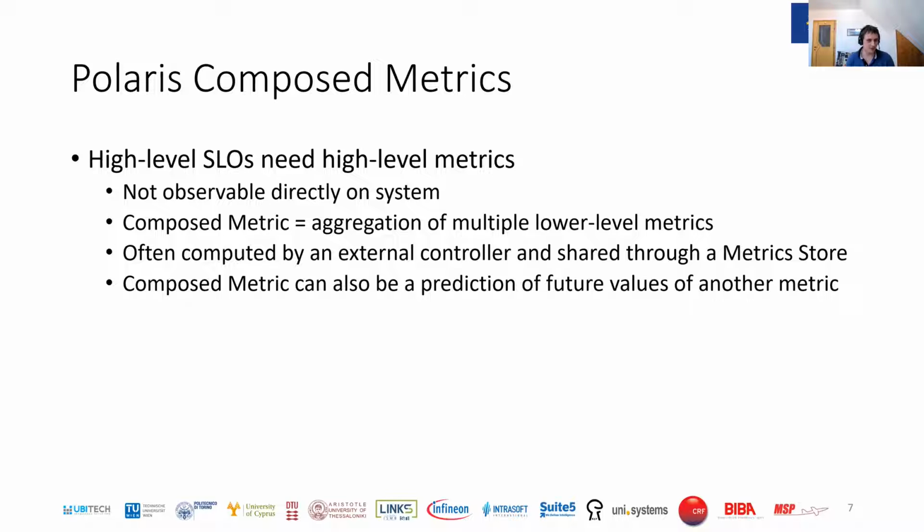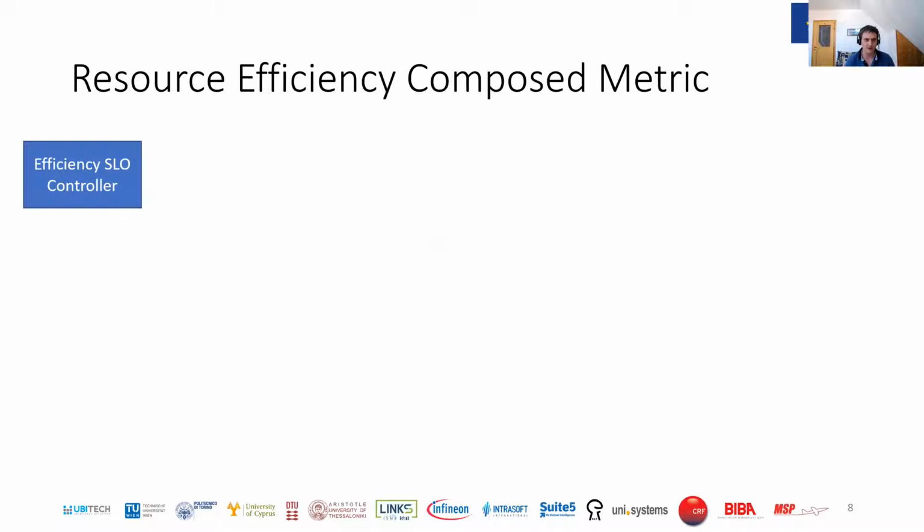Composed metrics can also be used to predict future values of another metric because they're a nice abstraction, so we can encapsulate some prediction logic there. And we'll take a look at all of this over the next few slides. So here we have an example with a resource efficiency composed metric. In this case, we relate the resource usage to the total costs that's incurred by our workload and compute what we call a resource efficiency.